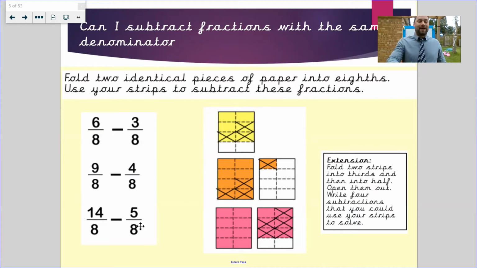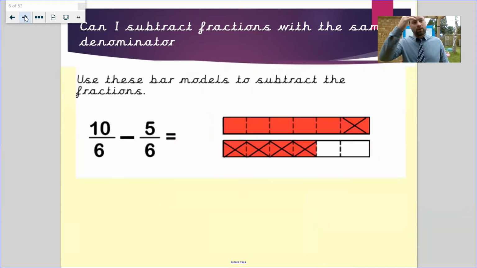And for the last one here, we had 14 eighths. So we had 1 whole and 6 colored in here. We've taken away 5. We still have 1 whole, and then we have 1 over 8 here. So as an improper fraction, that would be 9 over 8. Or if you wanted to have it as a mixed number, that would be 1, and then 1 over 8 next to it. Well done.